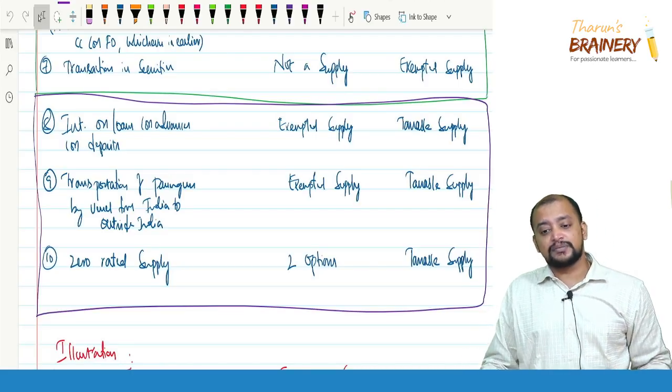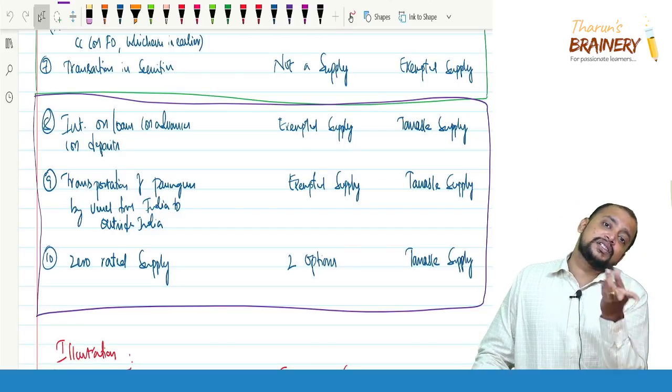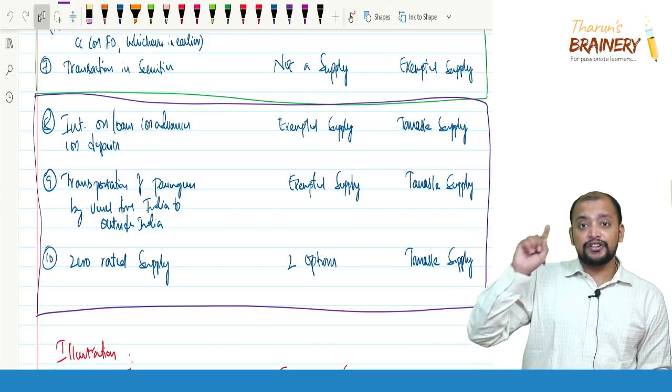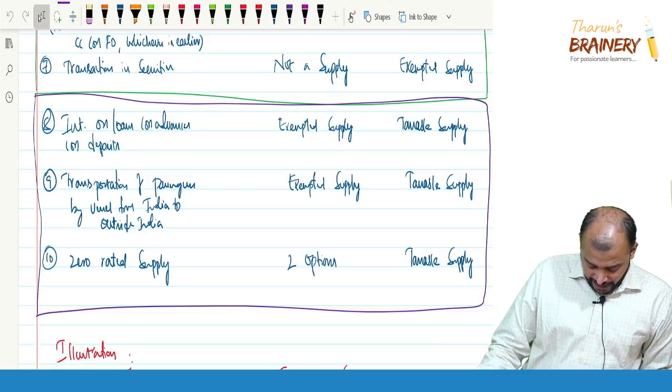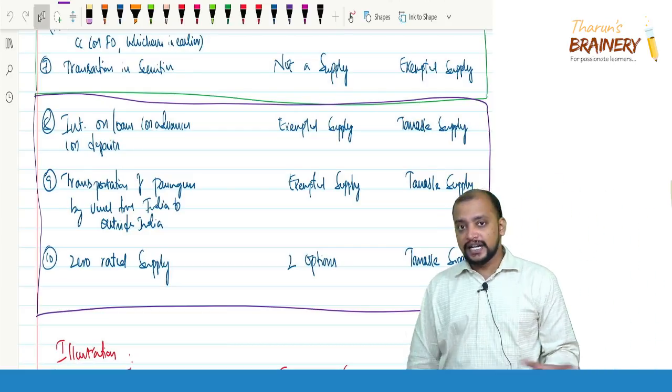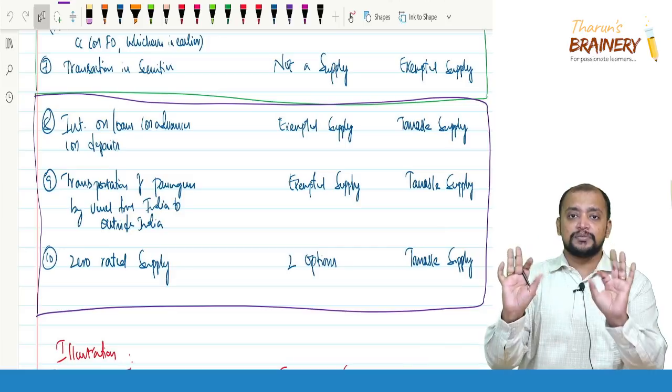Then zero rated supply, we have 2 options. Either we can pay GST or we may not pay GST. But for the purpose of availment of ITC, it will be treated as taxable supply. We can enjoy the ITC. This is the meaning of exempted supply.